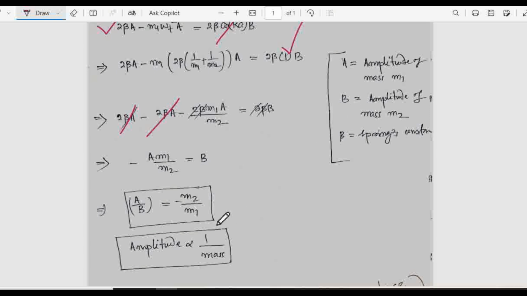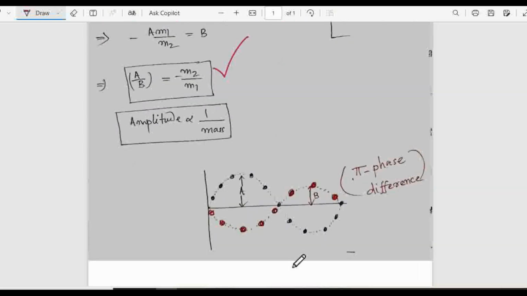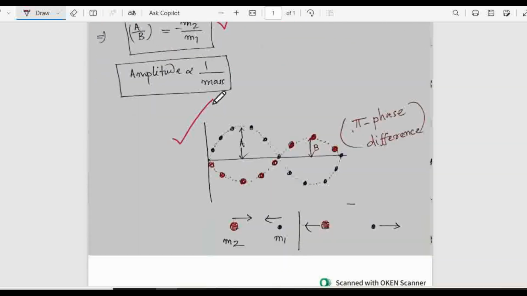So you see in this equation, the amplitude of an atom is inversely proportional to its mass. That means if the mass of an atom is small, then its amplitude is high, or if the mass of the atom is heavy, the amplitude is low. Here m2 is heavier than m1, so m2's amplitude is small as compared to the amplitude of mass m1.